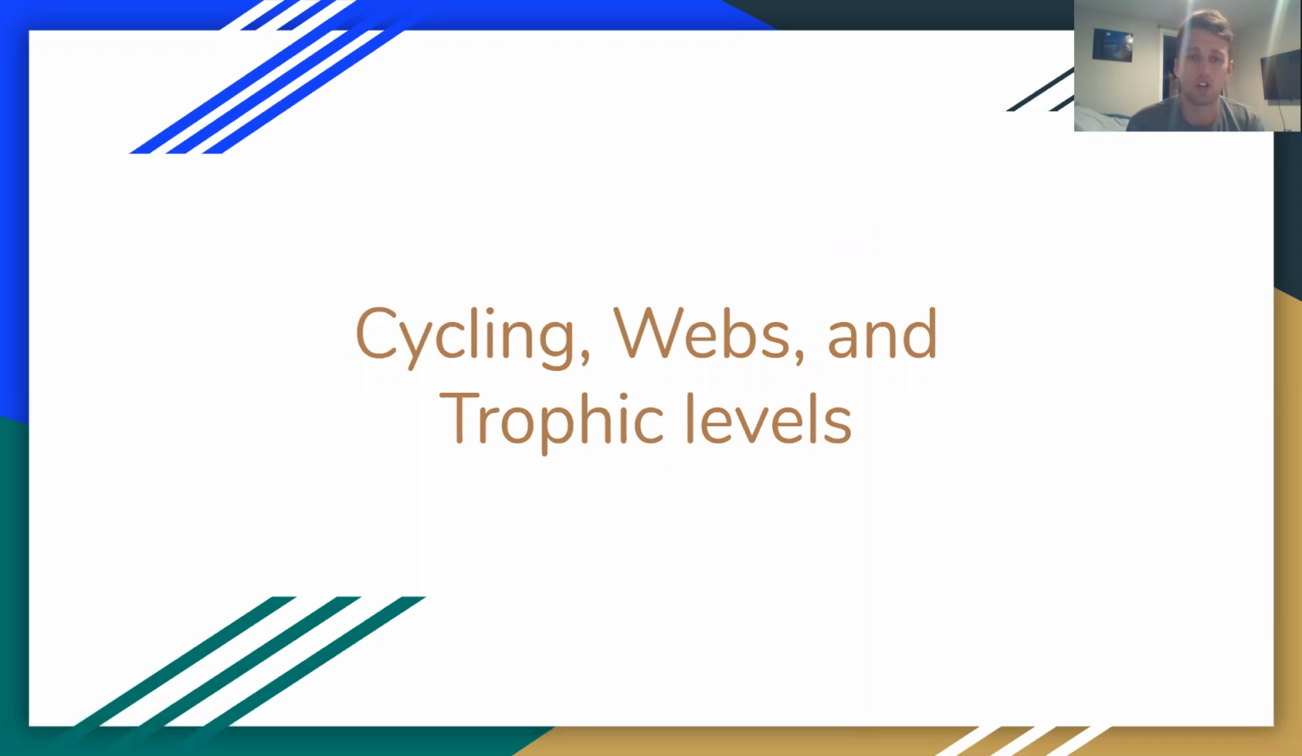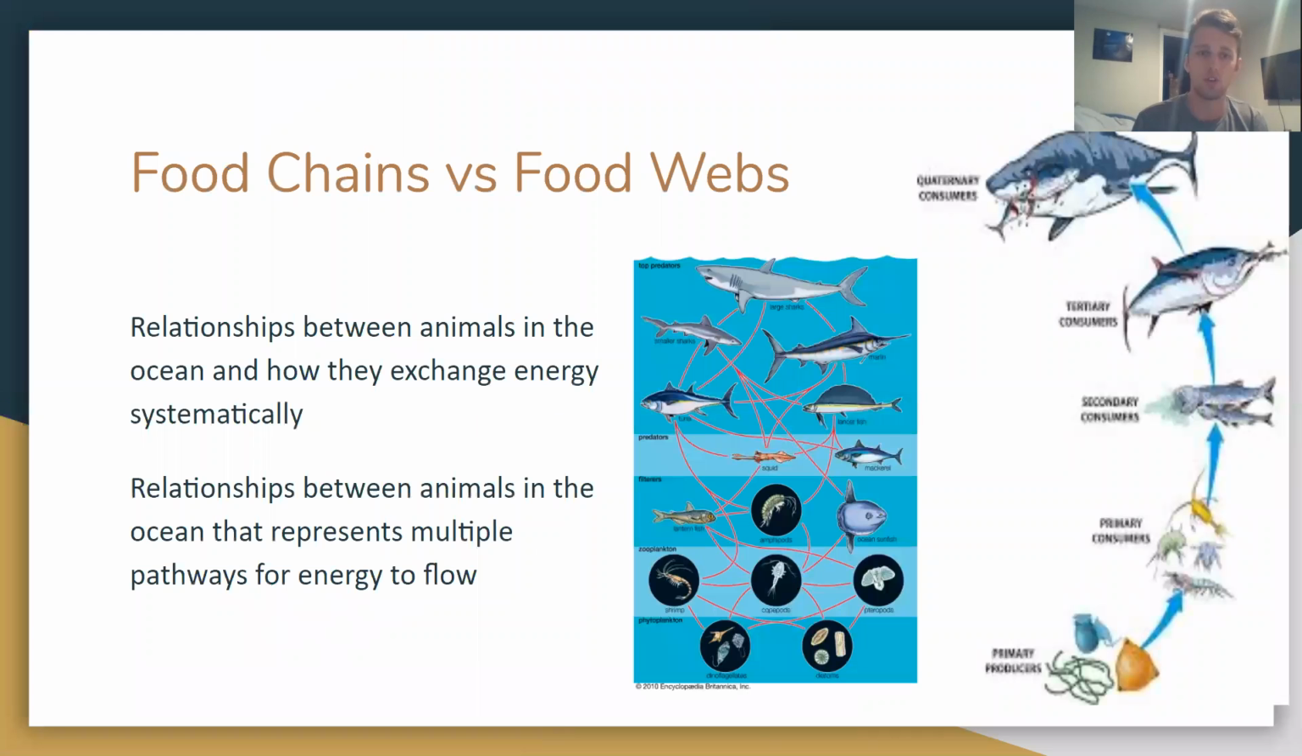Yeah, so we're going to be talking about a little bit of nutrient cycling, food webs and chains, as well as trophic levels and how they're associated with each other today. Okay. So let's just get right into it here. Basically, the first thing we're going to be looking at, main concept, food chains versus food webs. While they do show the same general idea, there are some differences we're going to take a look at.